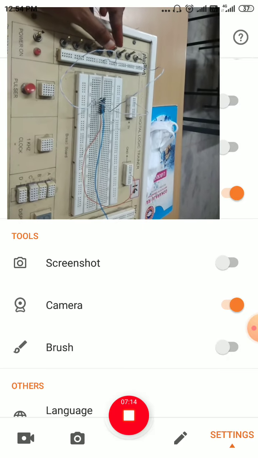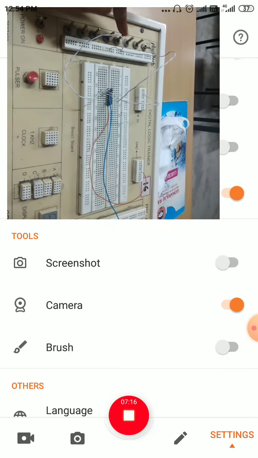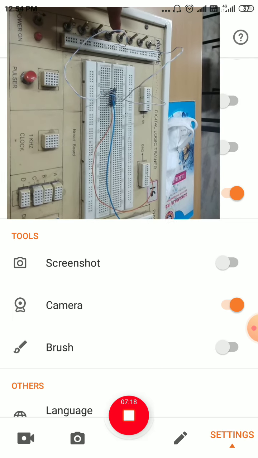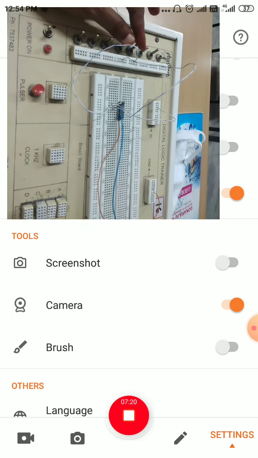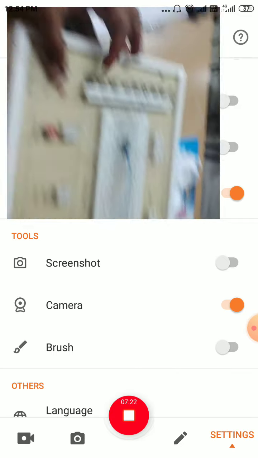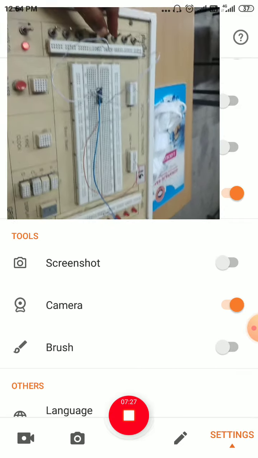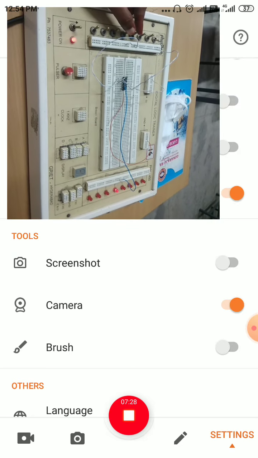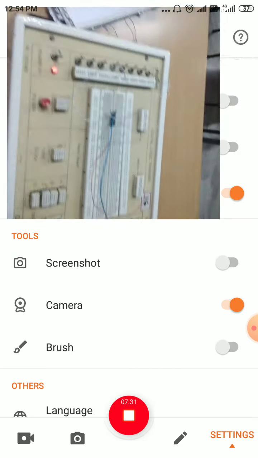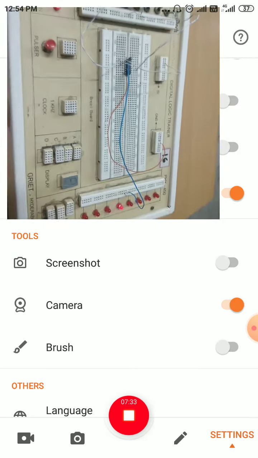Here I am operating the toggle switches in the 0 0 position. First you turn on the power. If it is low, how is it shown? It is low, because both inputs are low.